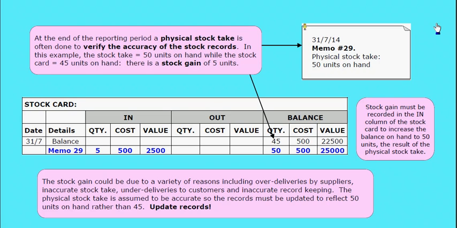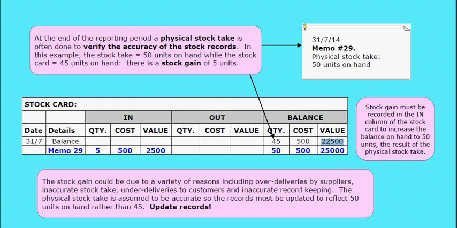This video is about stock gains. Look at this stock card. At the end of July, the 31st of July, the stock card says there's a balance of 45 units on hand, $500 a unit, $25,500 in total.